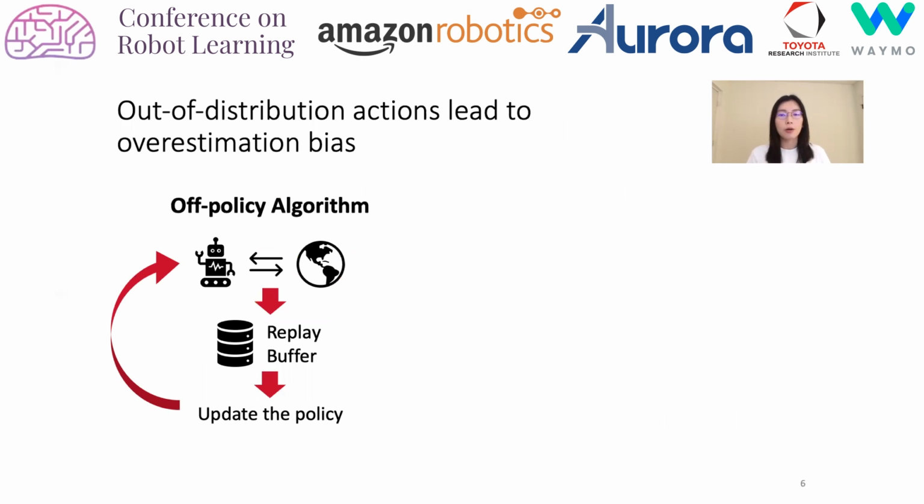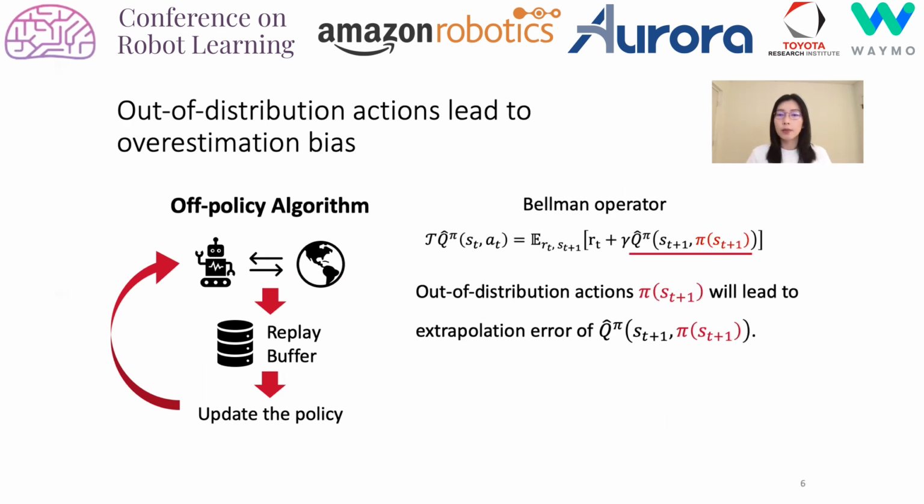Although off-policy algorithms use a buffer to save the rollouts, it cannot be directly used for offline RL problems. This is because in Bellman update, out-of-distribution actions will lead to extrapolation error of the Q values. This error will be accumulated and leads to significant overestimation bias that hurts the performance of the policy.